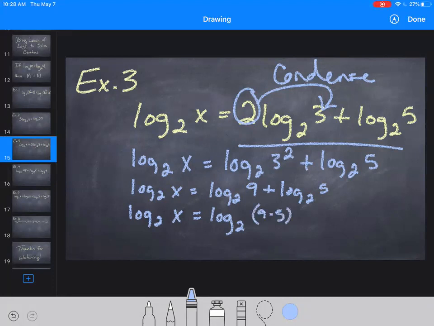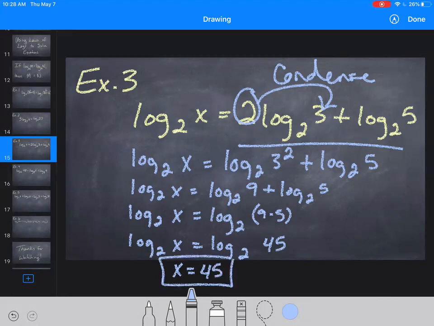Well, I know 9 times 5 is going to give me 45. So I end up with log base 2 of x is equal to log base 2 of 45. And now I have a log equal to a log. They have the exact same bases, so I can ignore the logs and their bases and set the arguments equal to each other. So I get x is equal to 45. This is my answer. And I know if I were to plug in a 45 for that x right there, I could work that out because it's not a negative number.